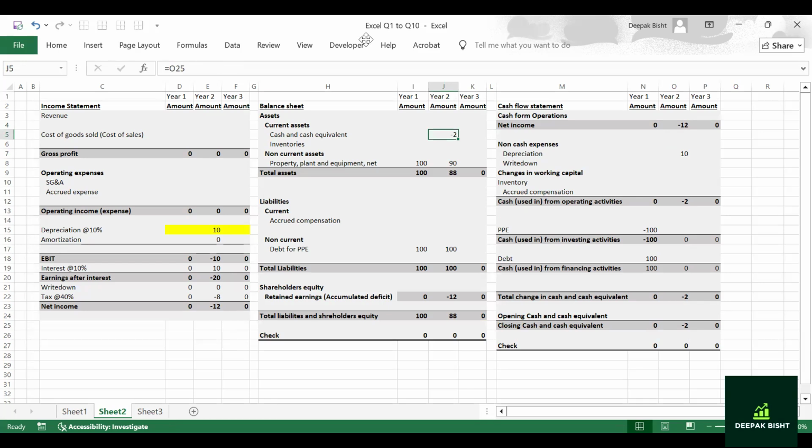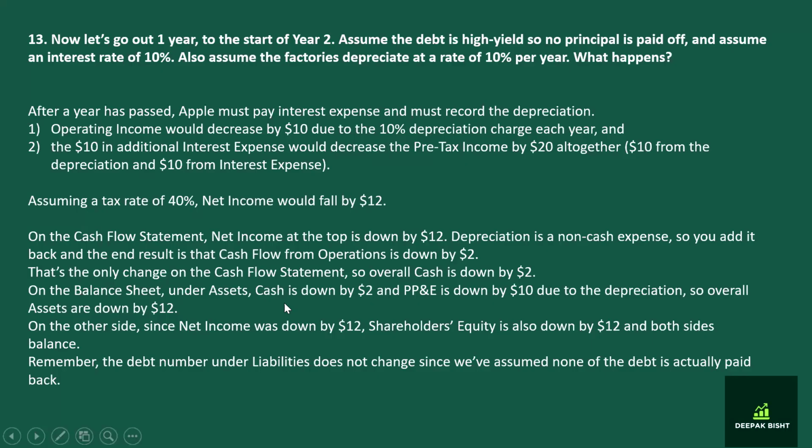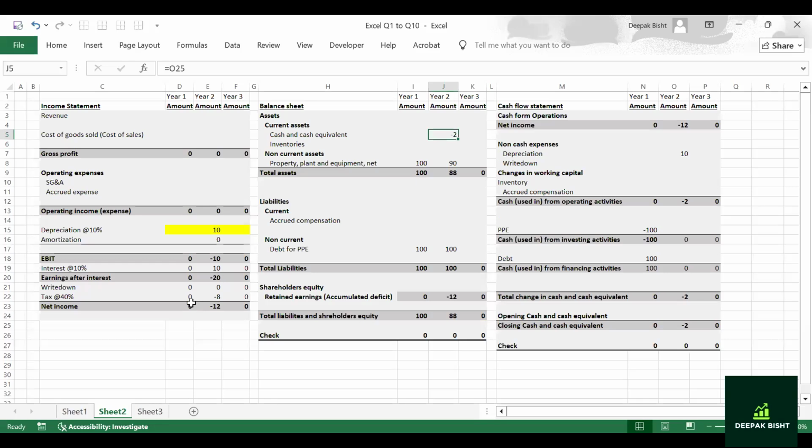Now the third part where we were looking at the balance sheet. On the balance sheet, asset, cash is down by $2 and PPE is down by $10 due to depreciation. So overall assets are down by $12 here also. On the other side, net income is down by $12. Shareholders' equity is also down by $12. Both sides balance.